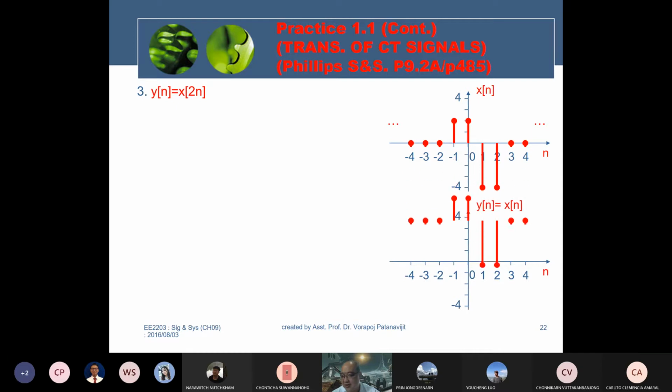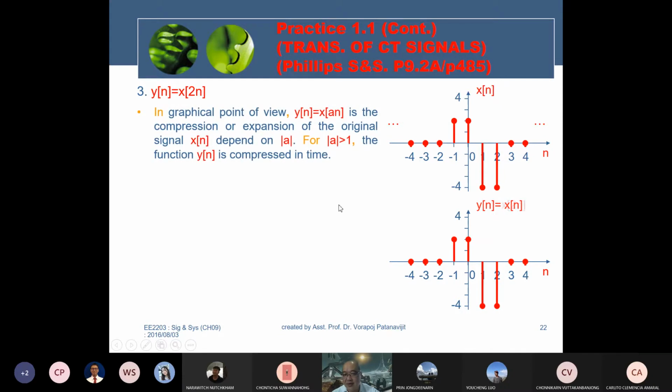x2n means you determine only time scaling, but in this case, it's different from the previous one. In the graphical point of view, yn equal to xan is the compression or expansion of the original signal xn, depending on absolute A. In this case, if absolute A is greater than 1, therefore the function yn is compressed in time. How to compress them?